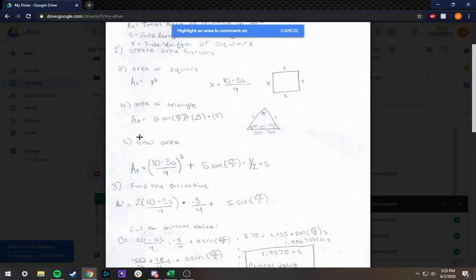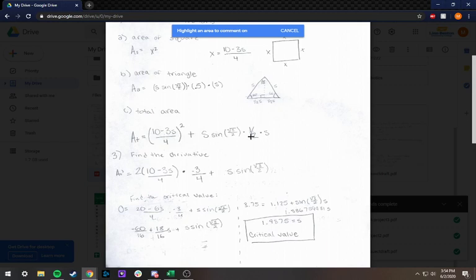And then for the area of the triangle, we used 1/2 of base times height, except to find the height of it, we did the function side length times sine of the angle, and that gives us our height times 1/2 times the side length gives us the total area in meters squared, and then add those two together gives you your total area function.